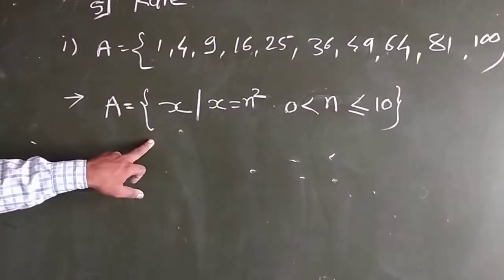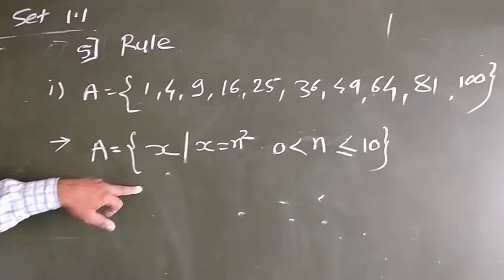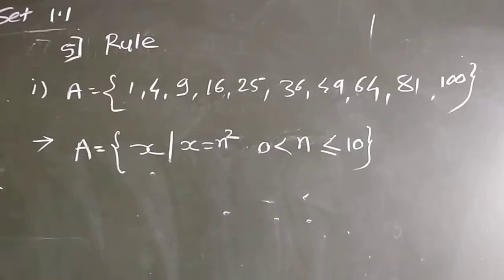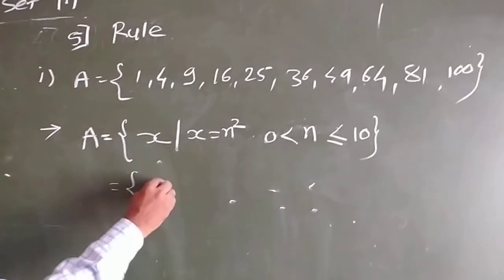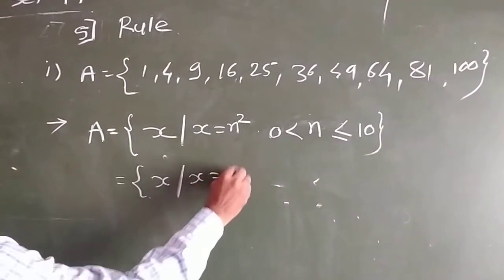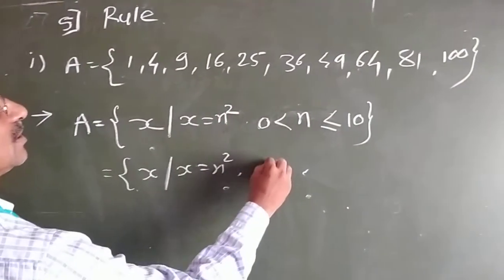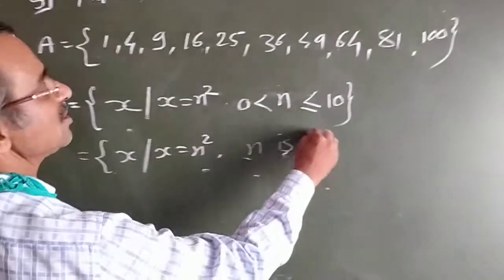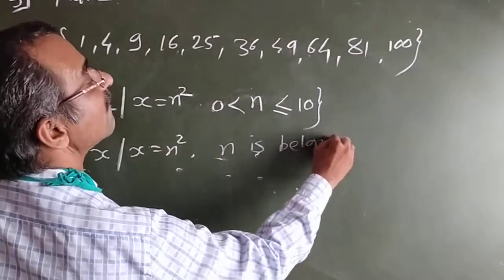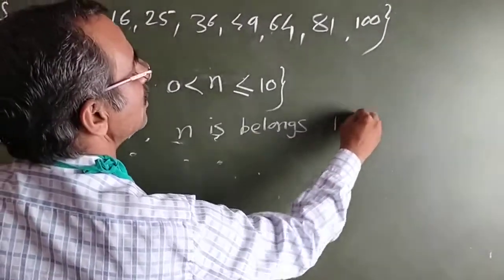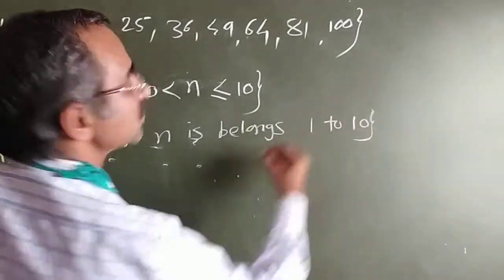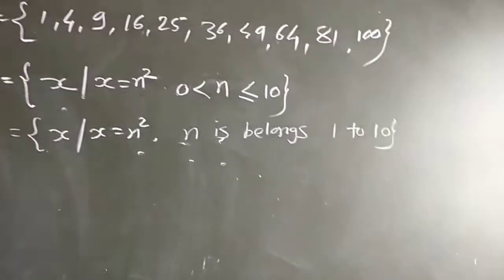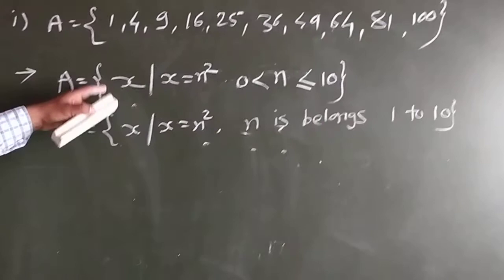Like this we write it by a rule method, or in words we write x is equal to n square and n belongs from 1 to 10. Both are the same answer, but you will write by this method.